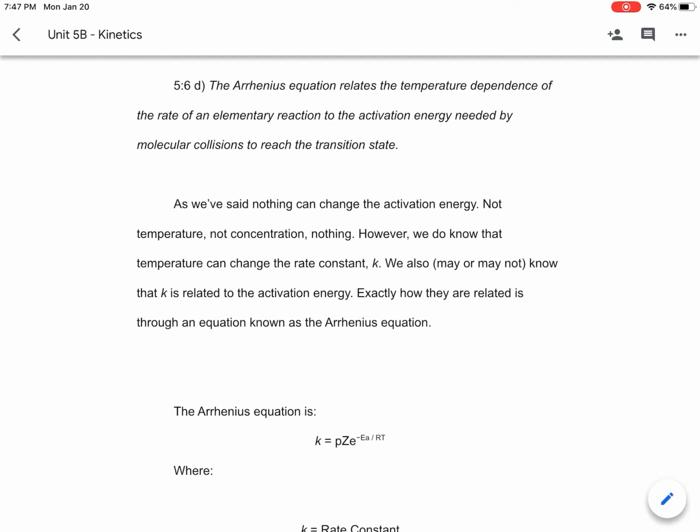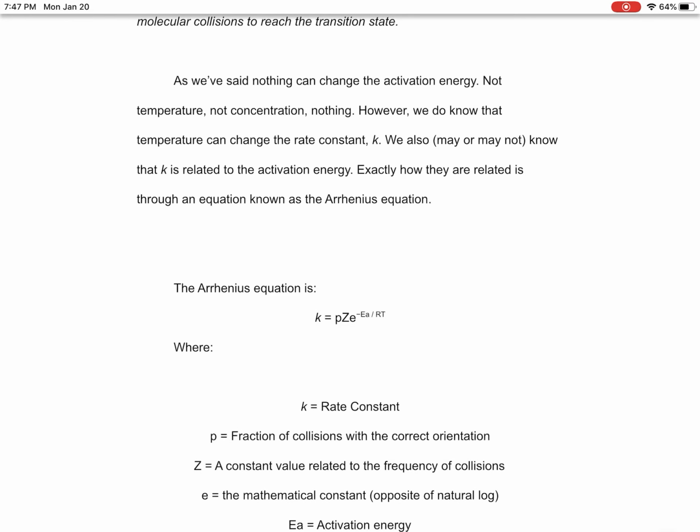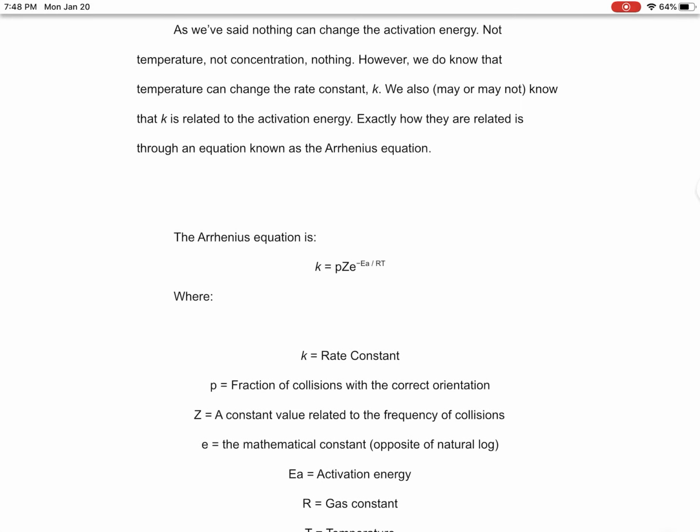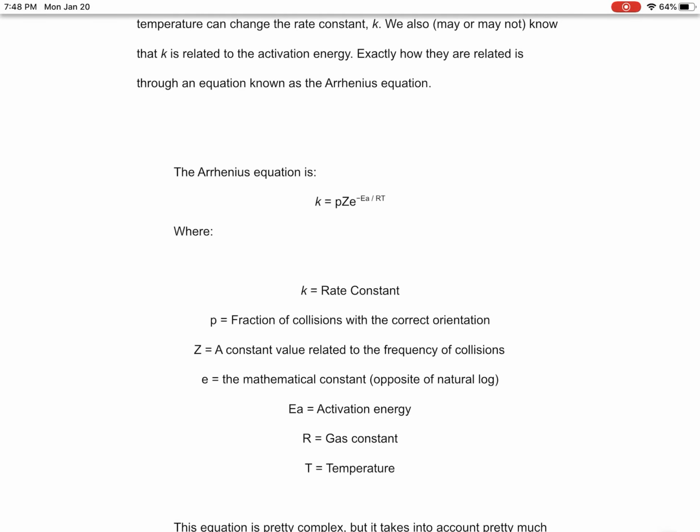Okay, so in 5.6D, we're going to look at something called the Arrhenius equation because it's going to help explain why rate is dependent upon temperature, which of course is related to the activation energy, right? So, as we've said, nothing can change the activation energy. Not temperature, not concentration, nothing. But we do know that temperature can change the rate constant K. And we might know, or we might not, that K is related to the activation energy as well. And it's related to the activation energy through something called the Arrhenius equation.